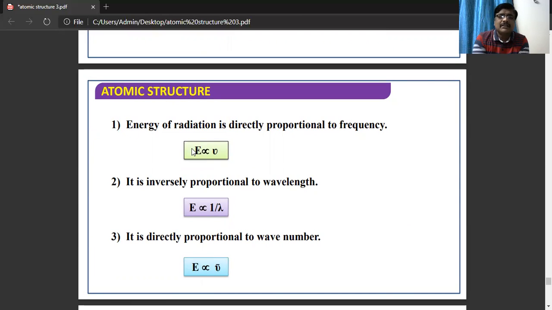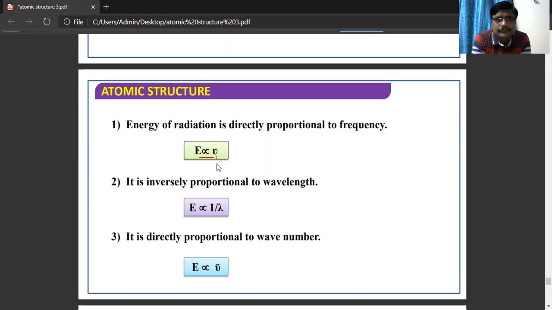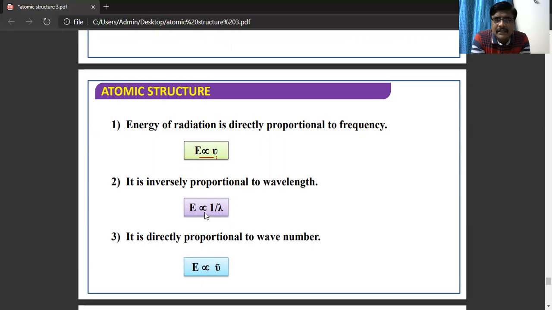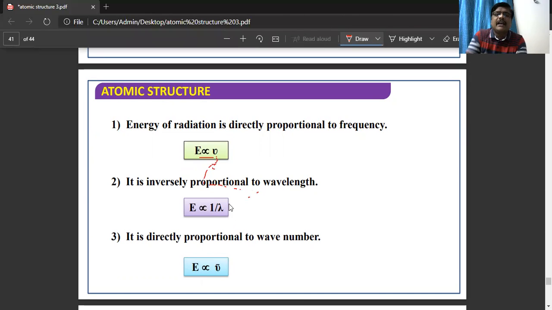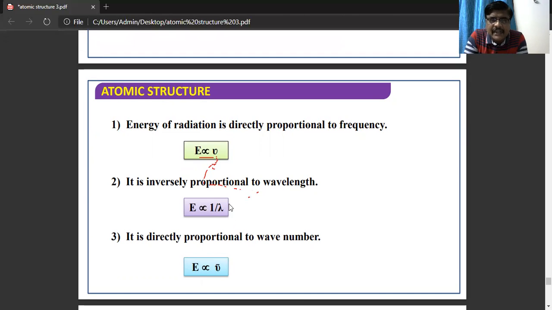Here we discuss the relation between energy and frequency. Energy is directly proportional to nu. Energy is inversely proportional to wavelength, and energy is directly proportional to wave number.